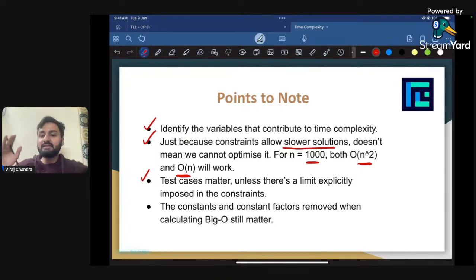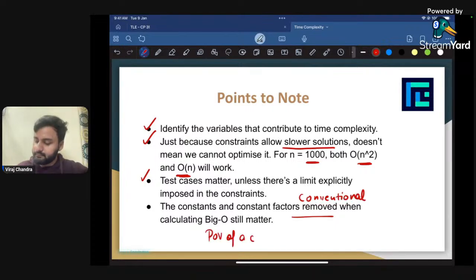So always think this in your head: although you're reporting them, always make sure, from the perspective of the computer, that the computer will actually execute them. So they are removed in the conventional sense, but still matter from the POV of a computer. Okay, so this is the final point.